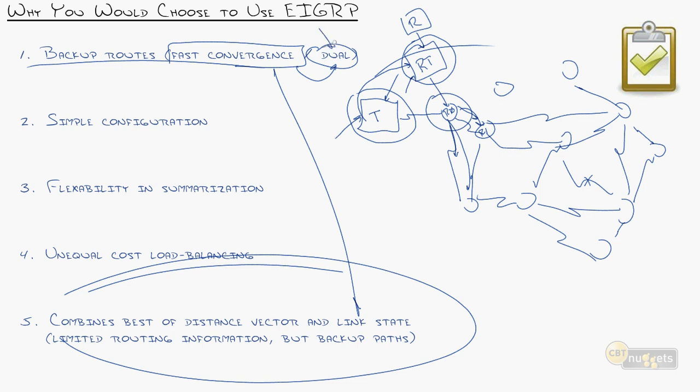It's just essentially the algorithm of it. And they called it DUAL, the Diffusing Update Algorithm. Just like OSPF, I don't know if you knew this, OSPF's algorithm is actually SPF, Shortest Path First, which some people call Dijkstra's algorithm.